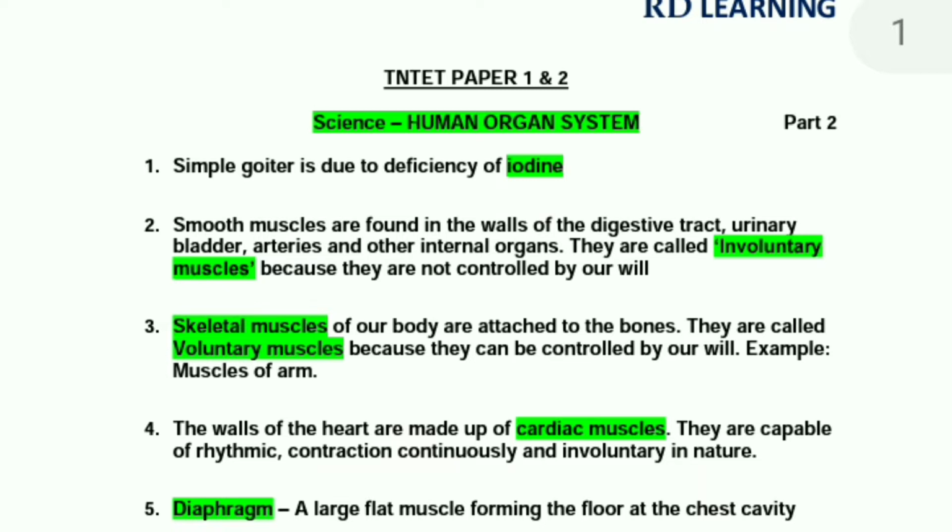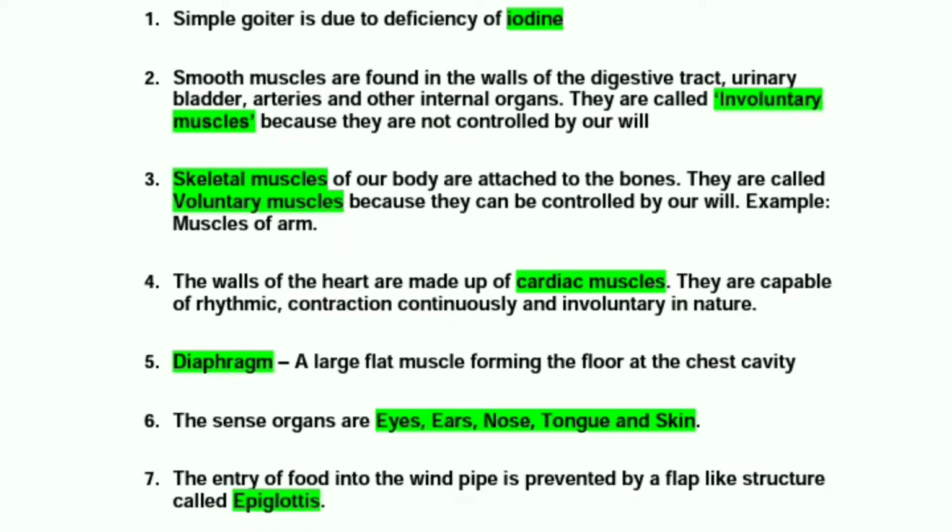They are capable of rhythmic contraction continuously and involuntary in nature. Diaphragm என்னன்னா a large flat muscle forming the floor at the chest cavity. The sense organs are eye, ears, nose, tongue and skin. Skin is the largest sense organ. The entry of food into the windpipe is prevented by a flap-like structure called as epiglottis.